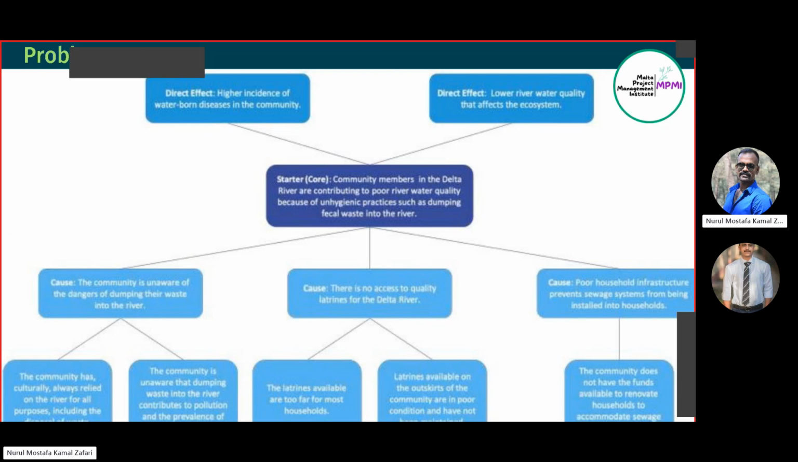Now, you will draw an objective tree from this problem tree. Now, if you have any questions on this problem tree, I think I cannot explain this problem tree in Bangla as we have limited time. We have some more slides to explain. If you have any questions in Bangla, you can ask, or in English.